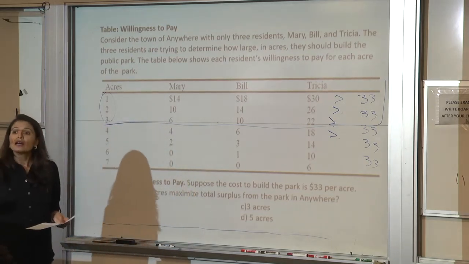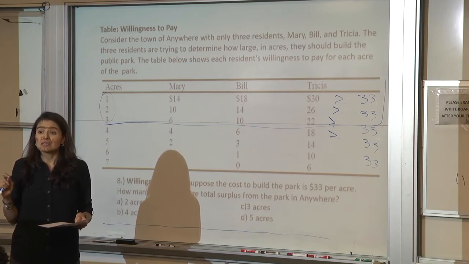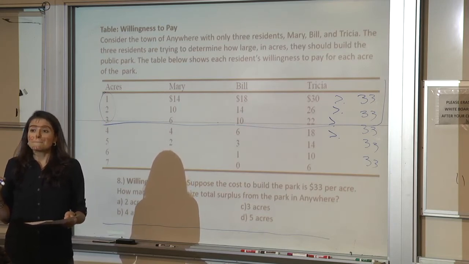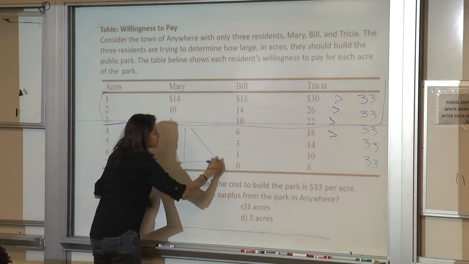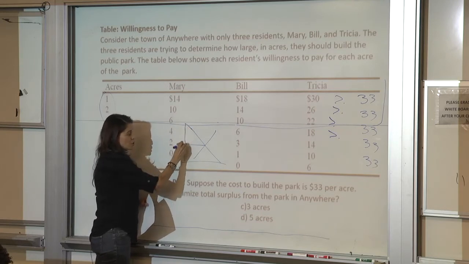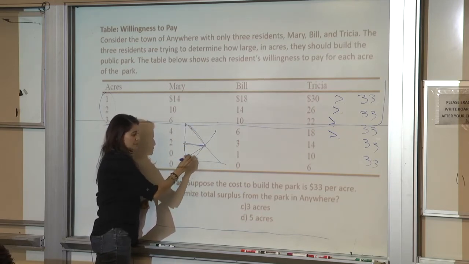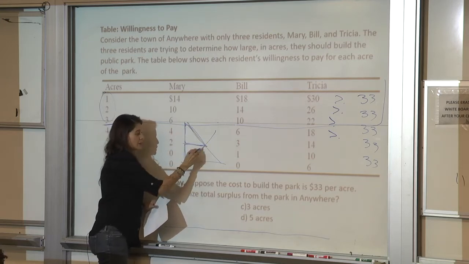Just to confirm, maximizing total surplus, it's like above the equilibrium price, right? In a sense, the area. No, the total. So this is the consumer surplus and this is the producer surplus, right? So the total surplus is all this area.